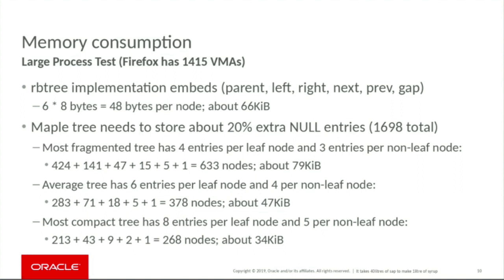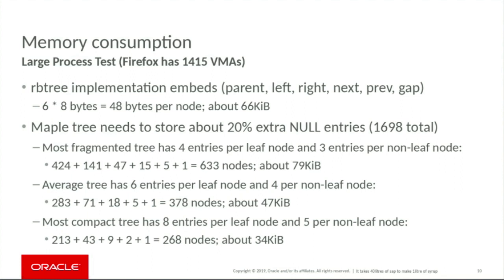And the calculations then work out. So the worst case of the maple tree does not beat the best case of the RB tree. But the average case does. I mean, it's about 20% worse for the worst case scenario, but the best case scenario is actually 50% better, and the average case is 20% better. So I'm going to call that a win too, even though, you know, worst case is like, eh.